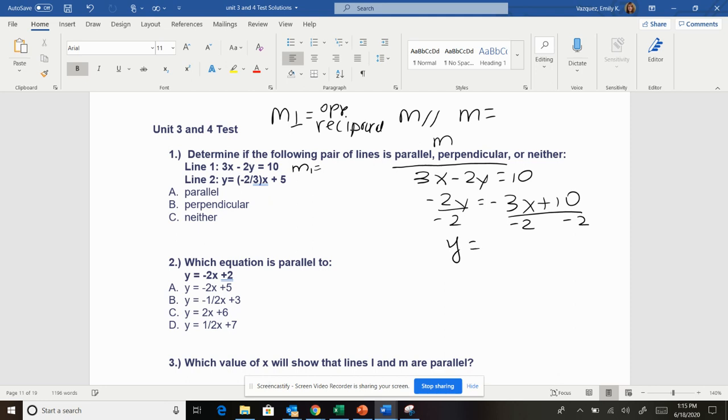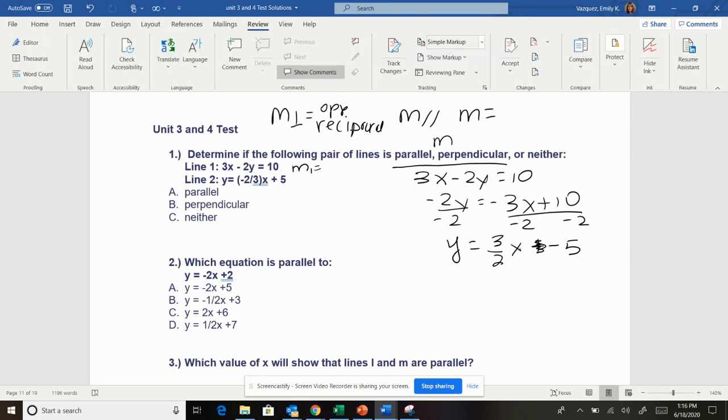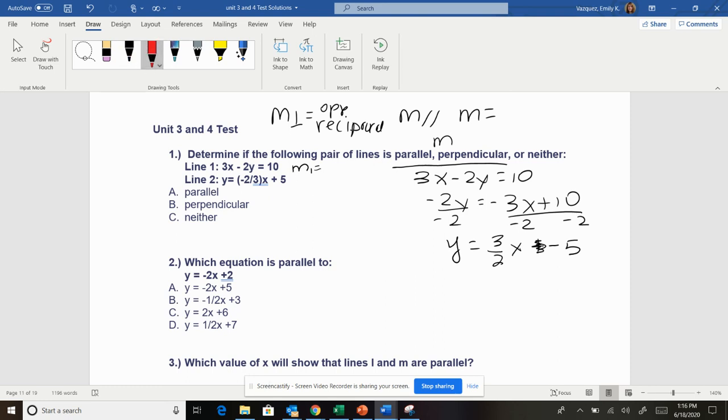Every single item needs to be divided by negative 2. So right here with my x's, I have a negative 3 over a negative 2. That's a positive 3 over 2. And then 10 divided by negative 2 is a negative 5. So that's my new line. All I need for this question is to pull the slope from this line. So the slope is always what's attached to my x, right? So I have y equals mx plus b. So my slope is going to be, for the first line, 3 over 2.